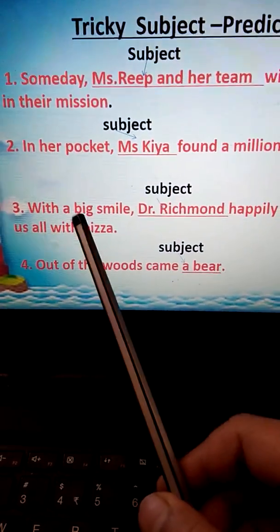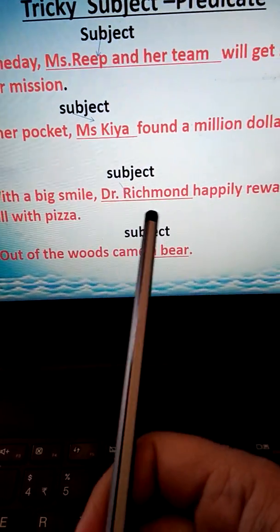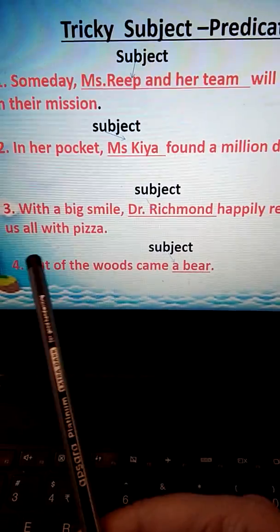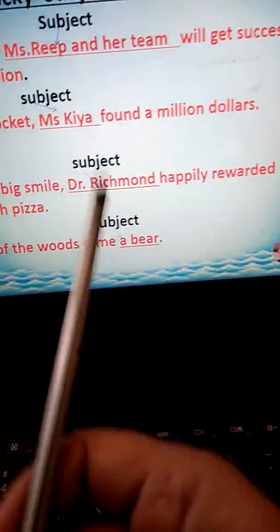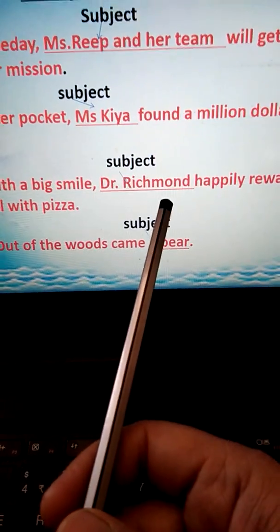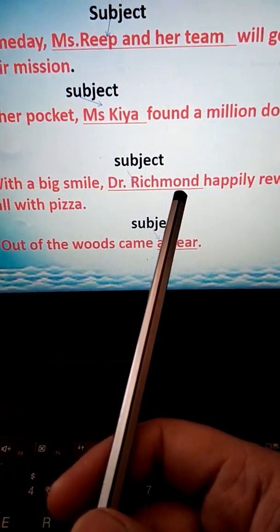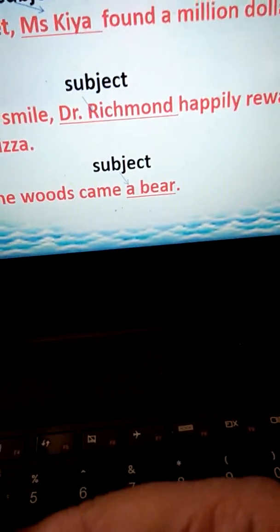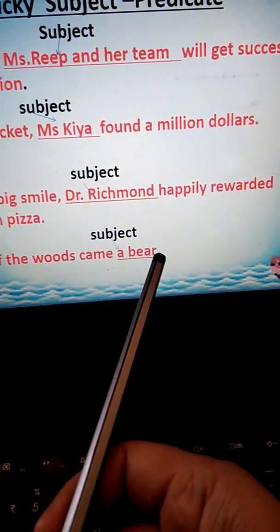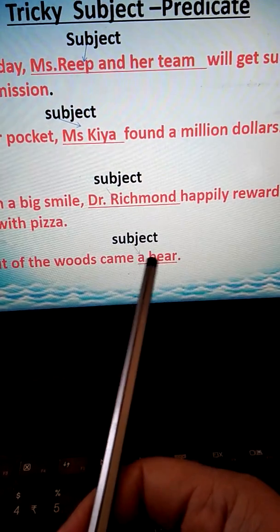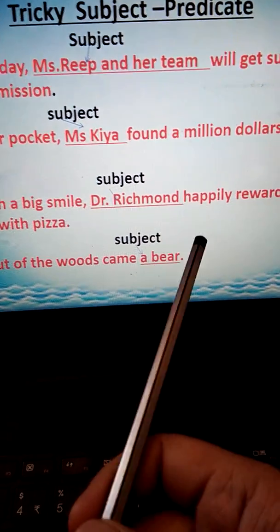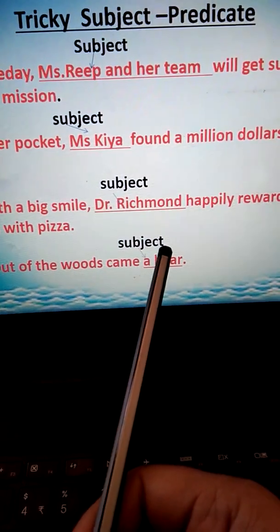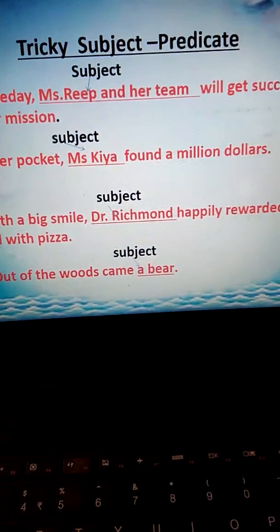Next, with a big smile, Dr. Richmond happily rewarded us all with pizza. Same, who rewarded? Dr. Richmond. Clear? Last, out of the woods came a bear. See, here the subject is at the end of the sentence. Who came? The bear came. Clear?